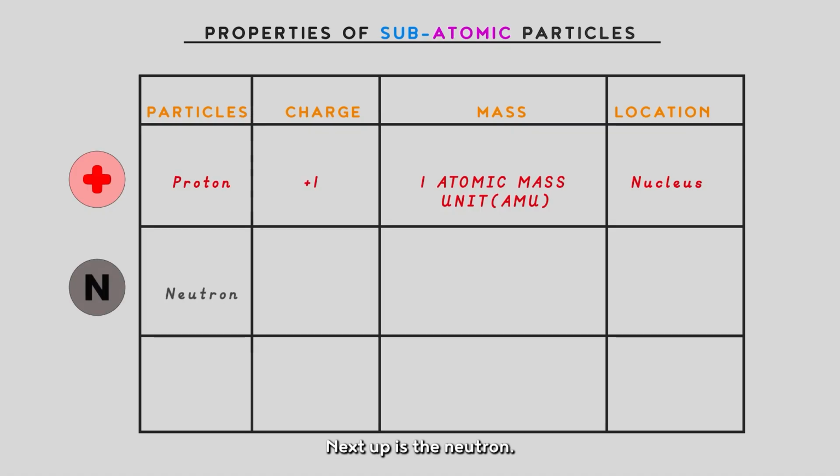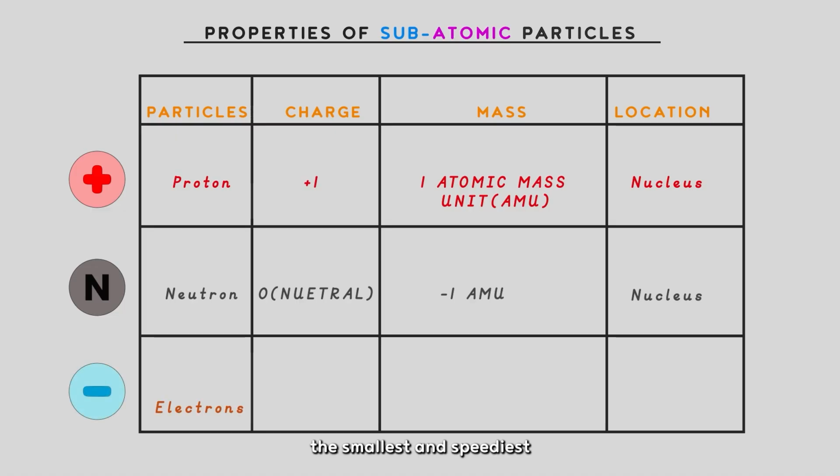Next up is the neutron. Think of this as the proton's neutral buddy. Charge: neutrons have no charge at all. They're neutral. Mass: just like protons, they have a mass of about 1 atomic mass unit. Location: they also live in the nucleus right next to the protons.